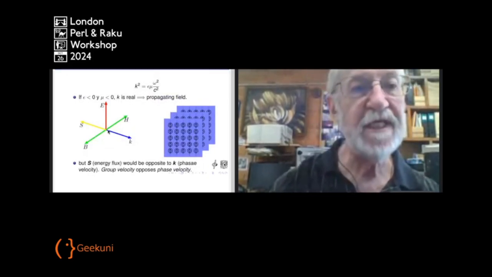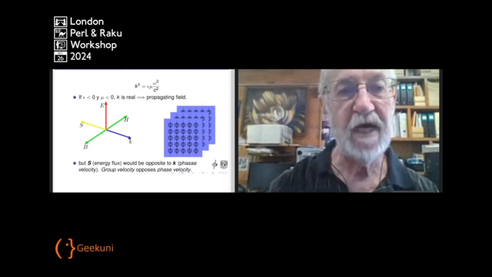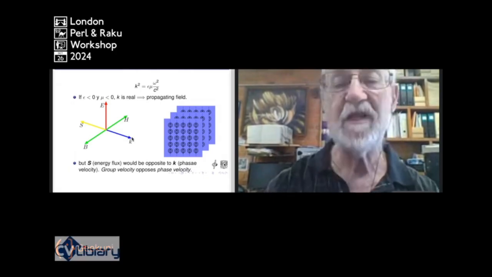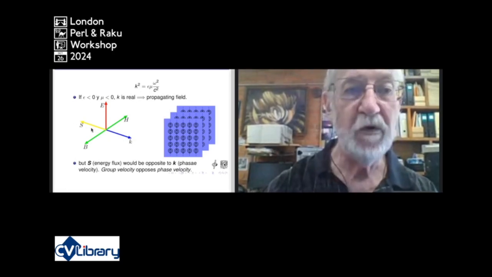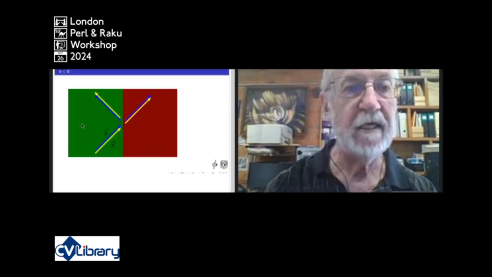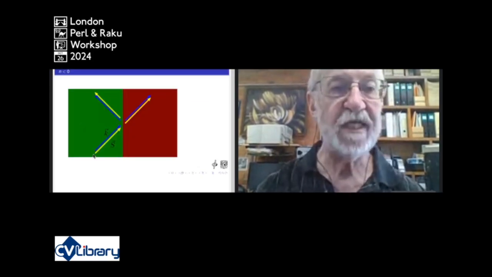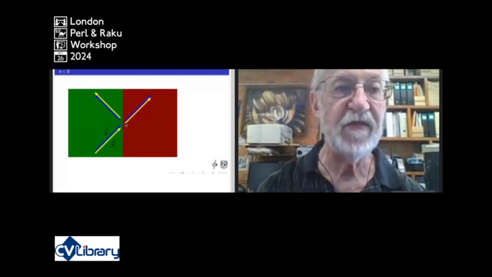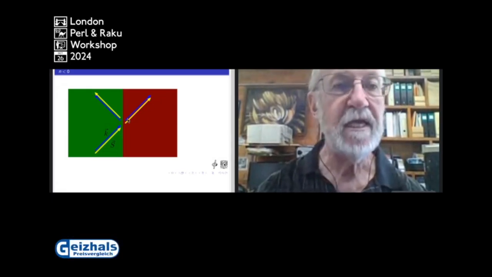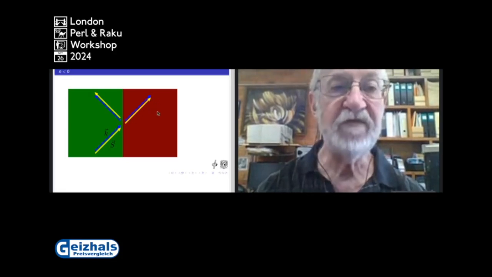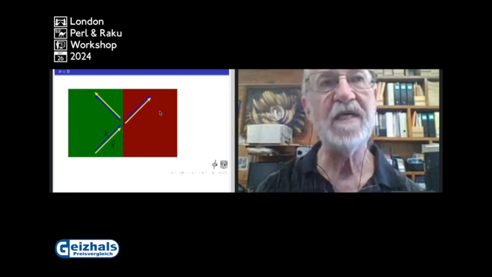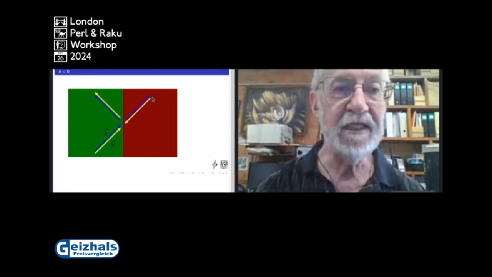It turns out that for these materials, the wave vector, which describes in which way the phase of the wave is propagating, is opposite to the Poynting vector, which describes in which way the energy is propagating. So in an ordinary material, if you shine an electromagnetic wave, part of it is reflected, part of it is transmitted, and the wave vector and the energy flux go in the same direction. But if this material were one of these metamaterials, the energy flux would reverse direction.